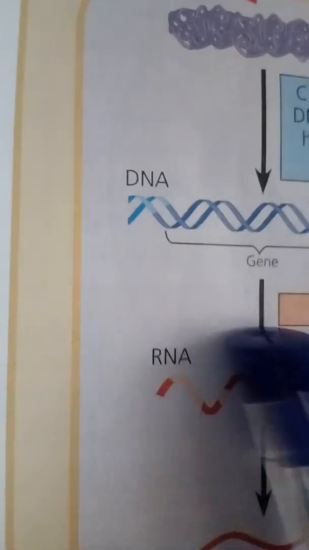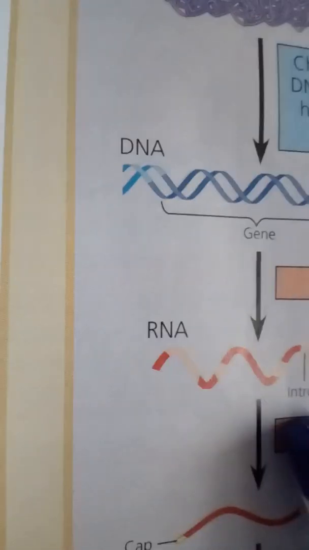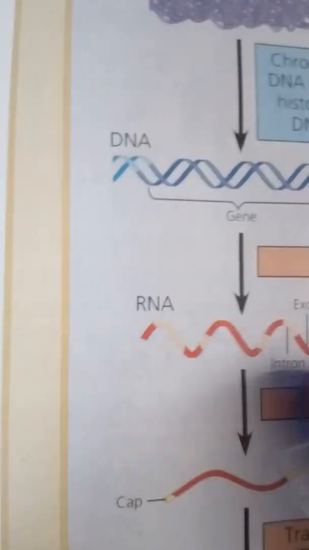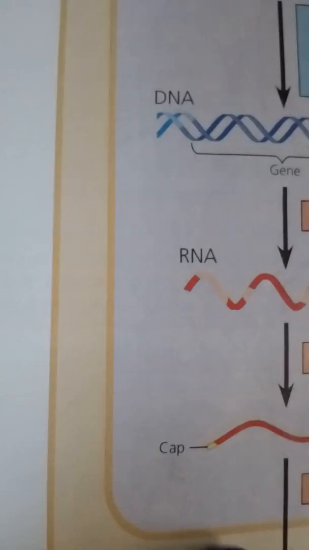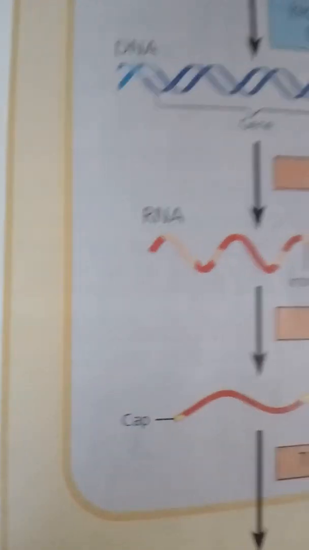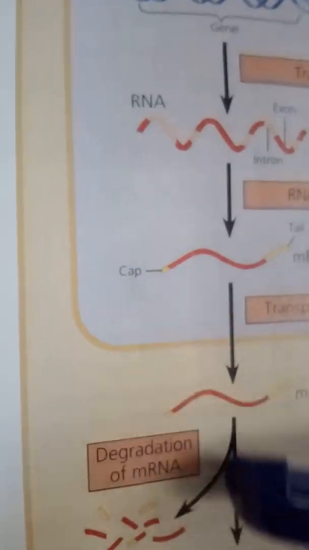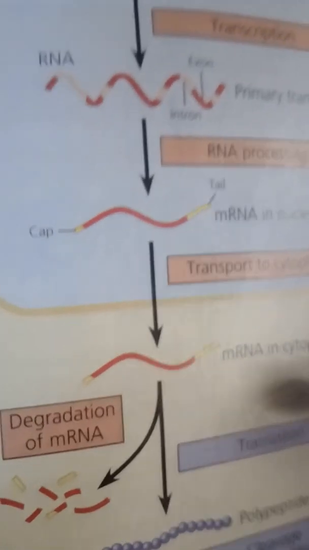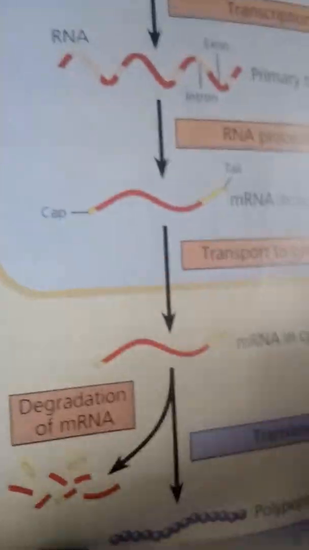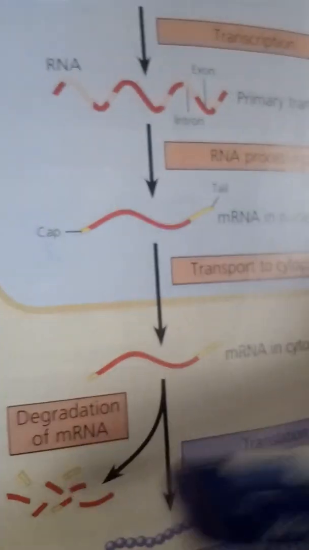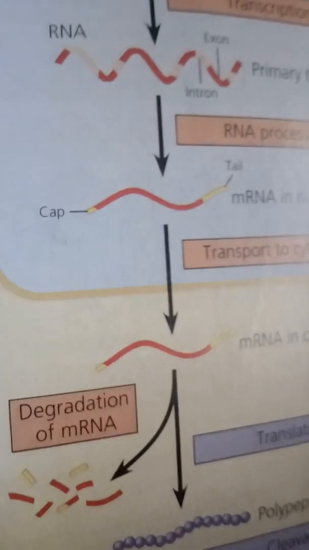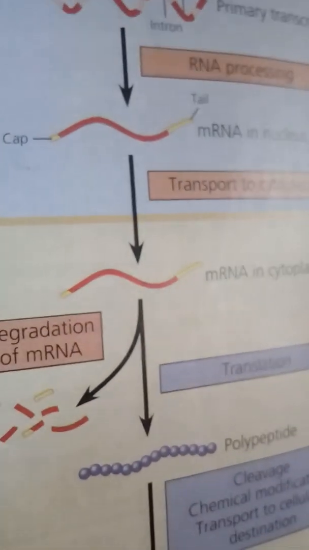Notice that this one is transcription: RNA, exon, intron, primary transcript. This one is RNA processing: tail and cap. Notice that mRNA is transported to the cytoplasm. These are in the cytoplasm, the yellow one. Degradation of mRNA. Notice translation, polypeptide, and cleavage, chemical modification, transport to cellular destination, and this one, active protein, degradation of a protein.